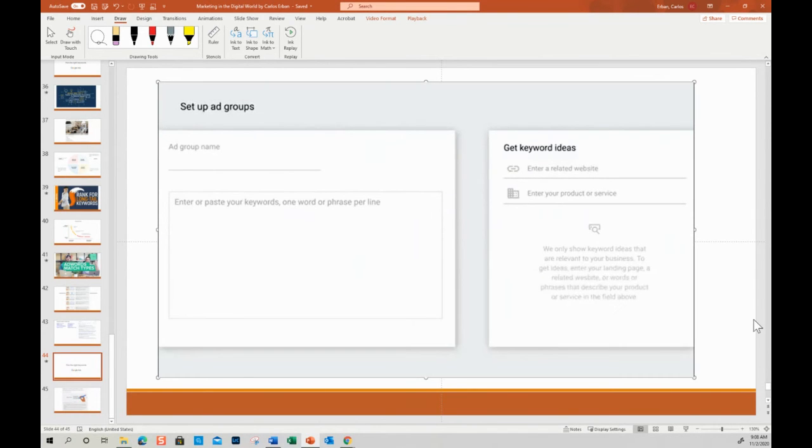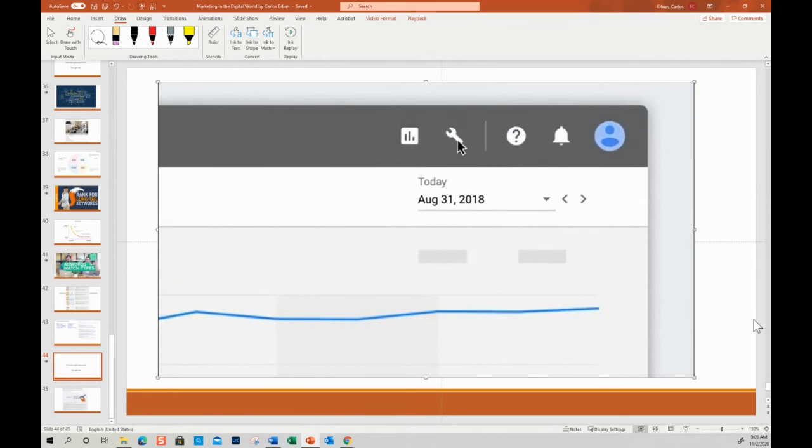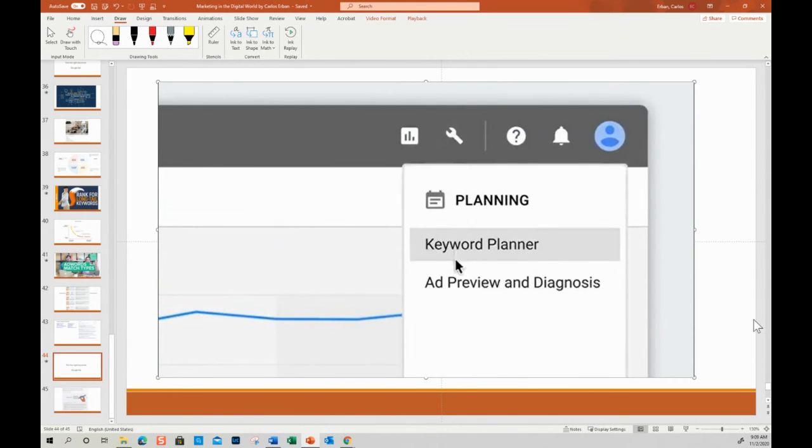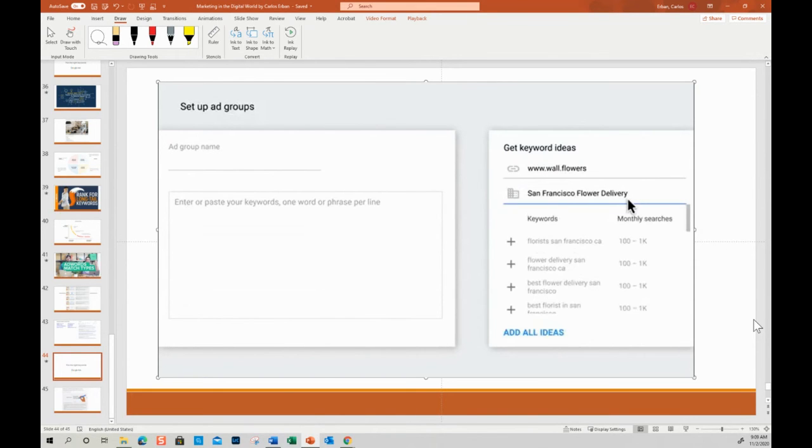It takes you here after you create a new campaign. Take a look at the Get Keyword Ideas section. You can also find the Keyword Planner in Google Ads by clicking on the tool icon in the upper right corner. Start off by telling the Keyword Planner a little bit about the business, all the important stuff, like your website's URL and that you sell flowers in San Francisco. Go ahead and enter your website's URL as the landing page. You can add some keywords too while you're at it.